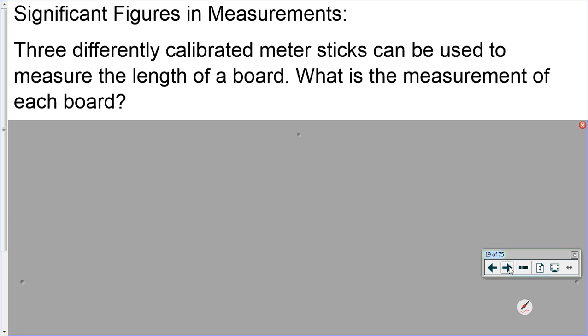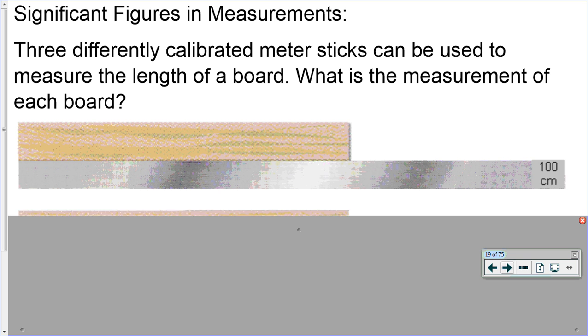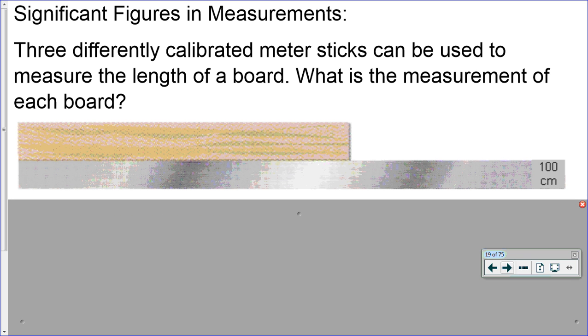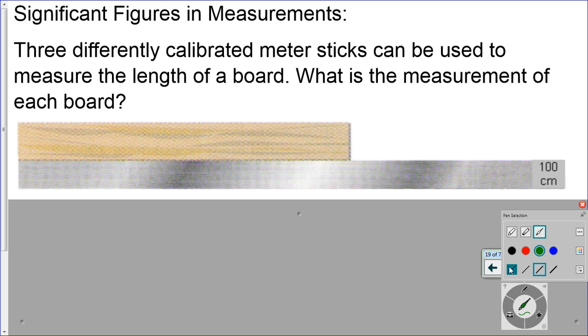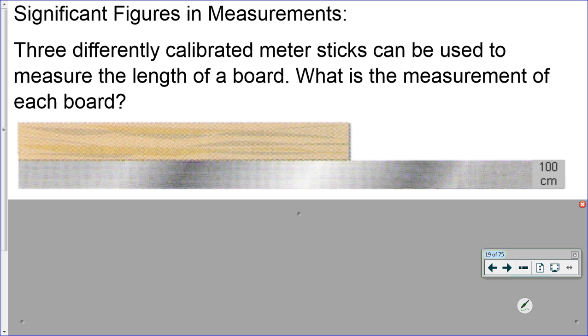So we have 3 calibrated meter sticks. My meter stick in this case is 100 centimeters. What can I say that the measurement of this piece of wood is, Stefania? 60? Maybe. Okay.